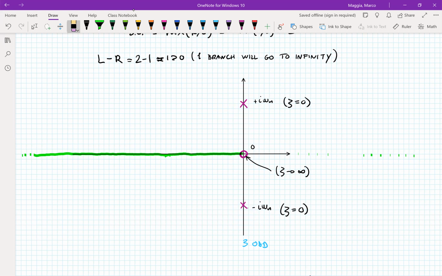So this is what we can write so far using steps from 1 to 5. Now we also know that the remaining part of the root locus will look like this.